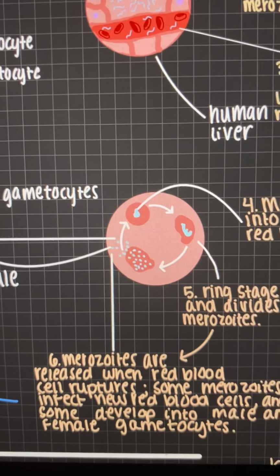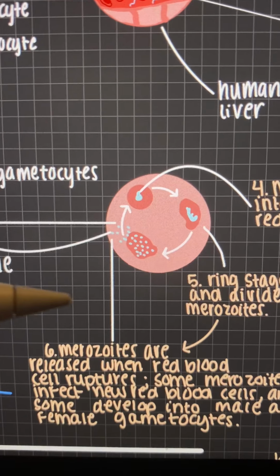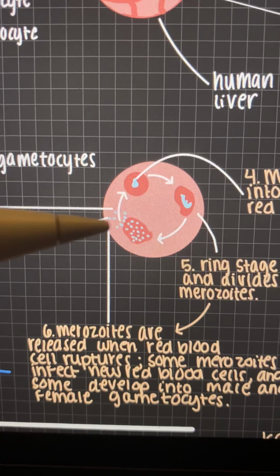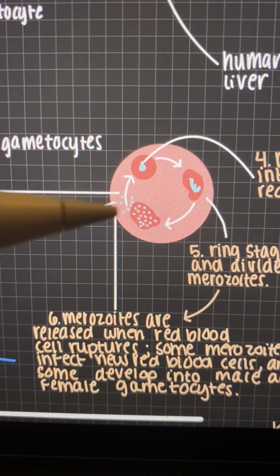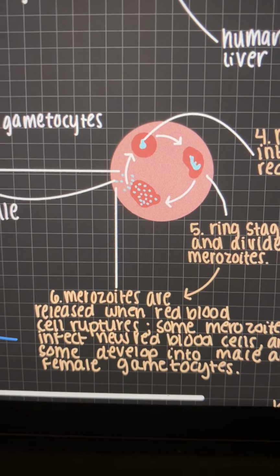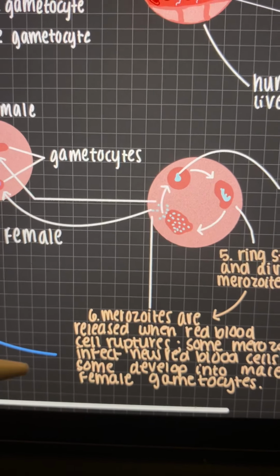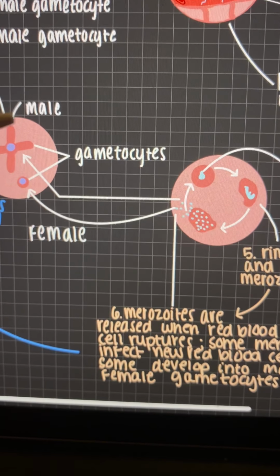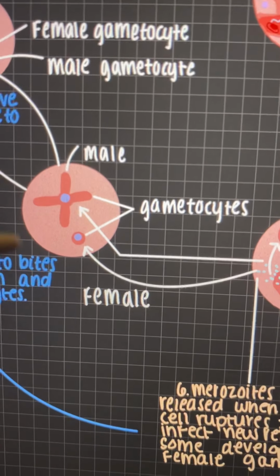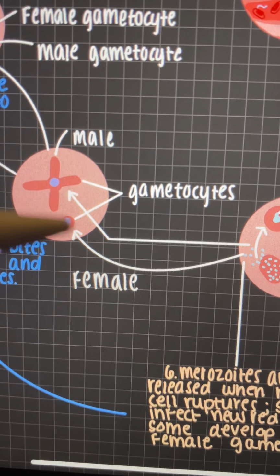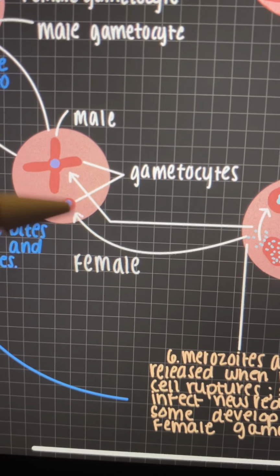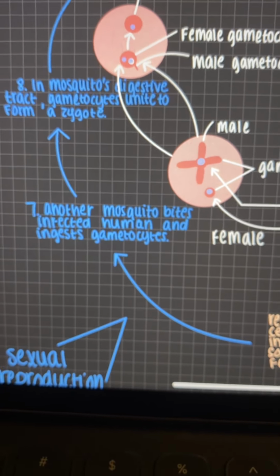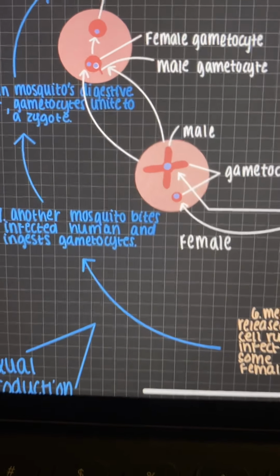So let's focus this again. So you're seeing here that eventually the cell ruptures and the merozoites are outside of the cell bursting. Then those cells, as it says down here, develop into gametocytes, the male and the female. So the male here kind of looks like a wind turbine, and the female is just a circle. So now we're getting into the sexual reproduction portion that involves the mosquito.